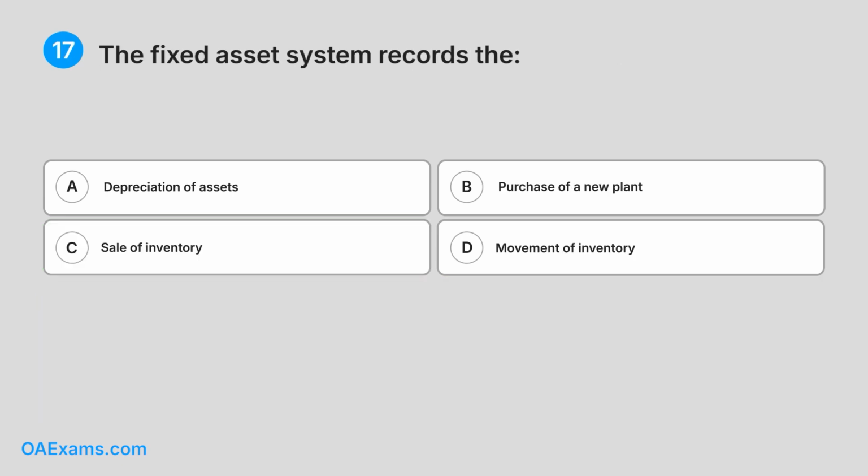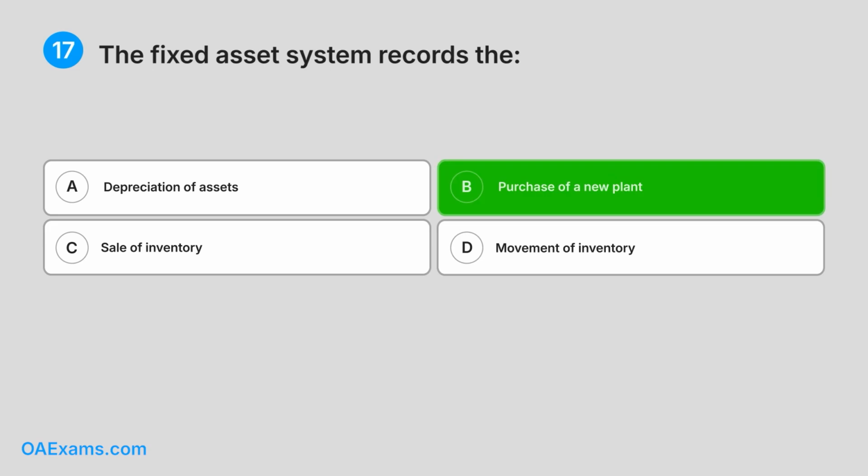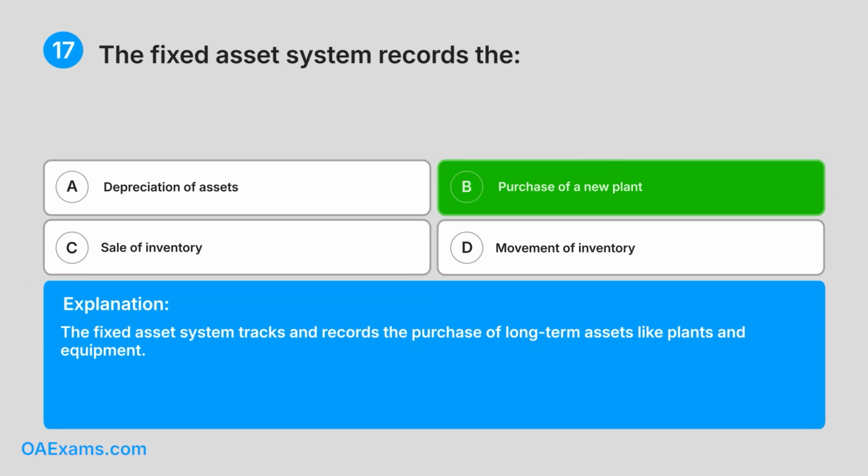17. The fixed asset system records the A. Depreciation of assets, B. Purchase of a new plant, C. Sale of inventory, D. Movement of inventory. Do you know the answer? Correct answer. B. Purchase of a new plant. Explanation. The fixed asset system tracks and records the purchase of long-term assets like plants and equipment.